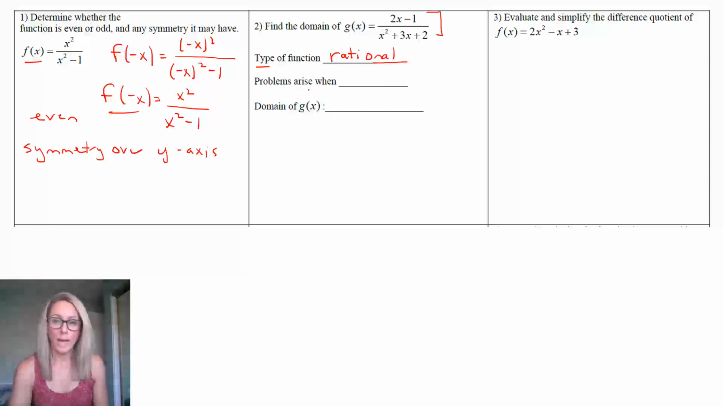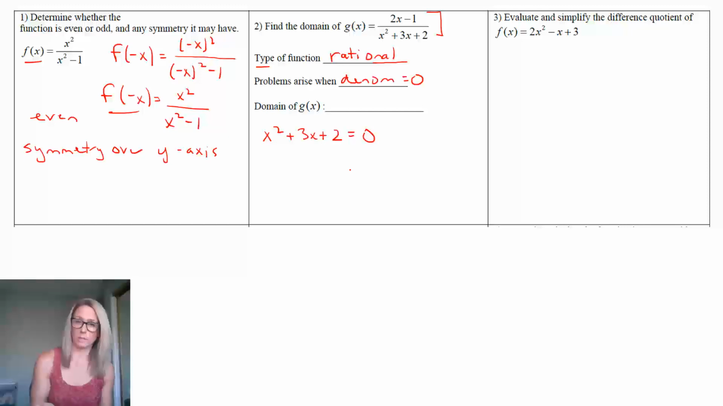And that's the second part here. Problems arise when, and what we notice with a fraction, of course, is that the denominator can't be 0. So we want to take that into account. There's a problem if the denominator equals 0. So we want to think about what would make the denominator equal 0. So we set the denominator equal to 0, and then we see what values of x make this true.